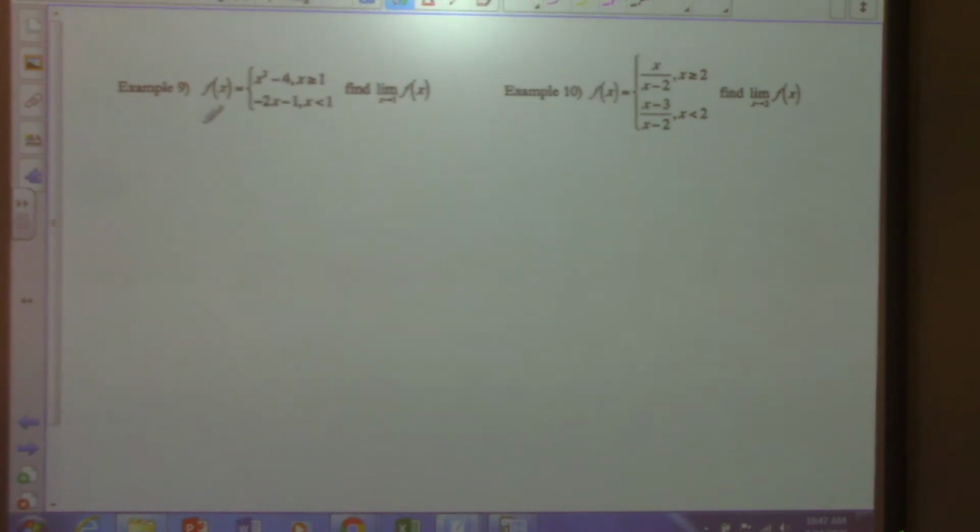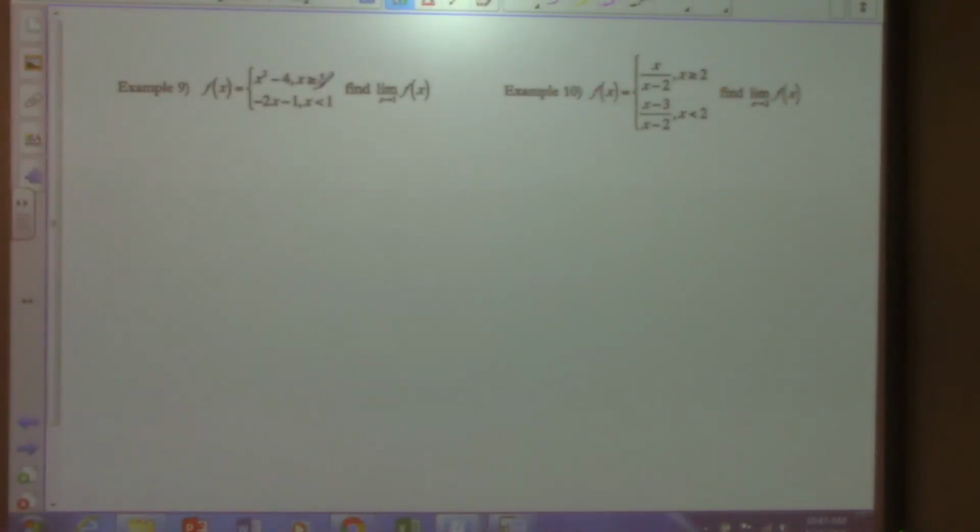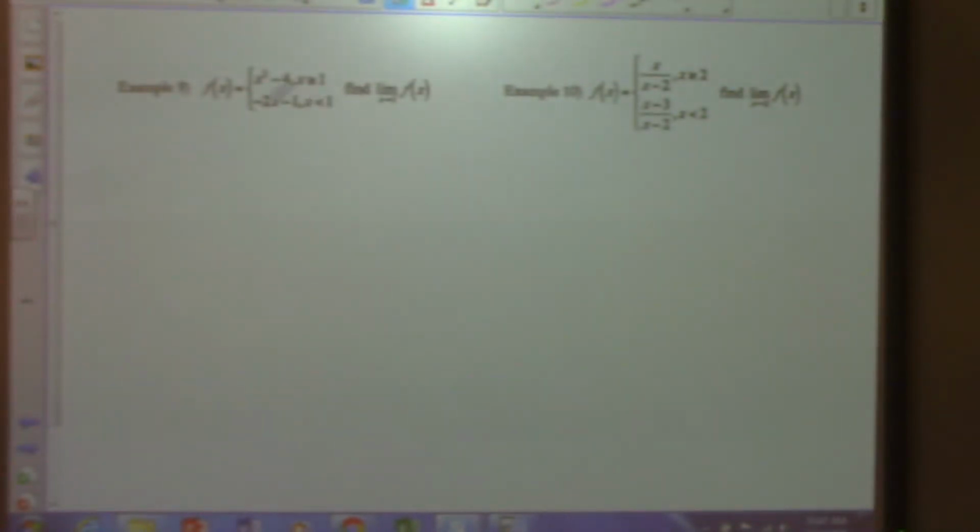is to set this up as a left-hand limit equals right-hand limit. And so we take our left-hand, which of these is the left-hand piece? The one at the bottom, less than 1. So let's go work that out. We have the limit as x approaches 1 from the left side of f of x is going to be equal to the limit as x approaches 1 from the right side of f of x.